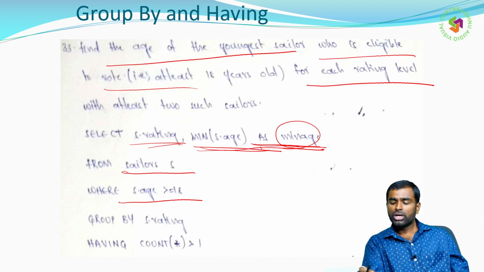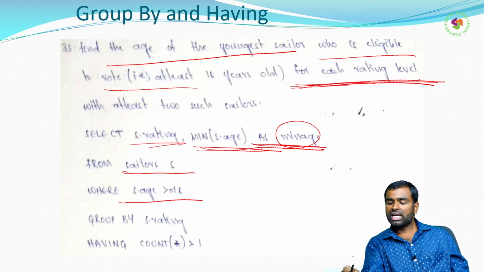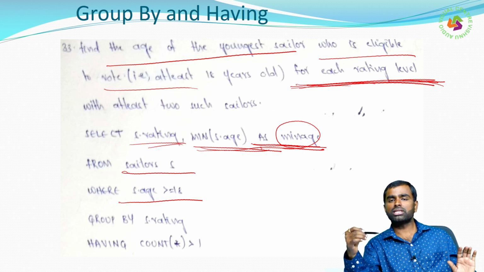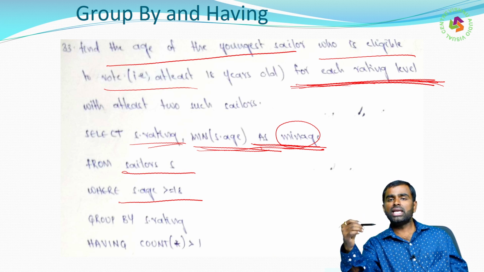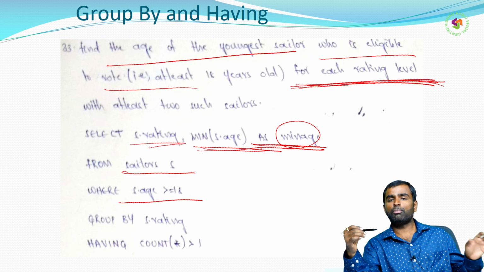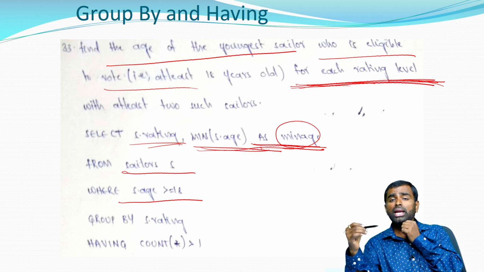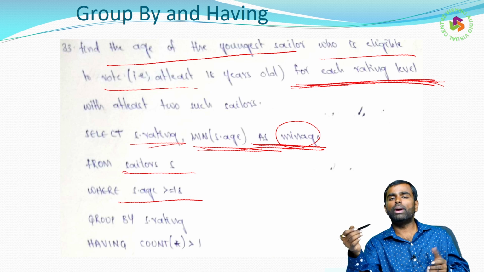Next, what is given: for each rating level. In the question you see different levels. For each rating level means, say, 10 is a rating level, and in that some number of employees are there. 8 is a rating level, and for that rating level some employees are there. So for each rating level, how can you create levels? With group by.